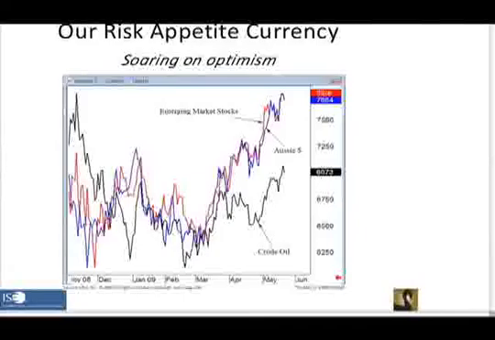Same chart I just showed you before, crude oil in black, emerging markets in red, but I overlaid our risk appetite currency on there, which of course is the Australian dollar. And sure enough, the Australian dollar is moving up, right in line with the emerging markets. It's really playing that risk appetite role as it does.